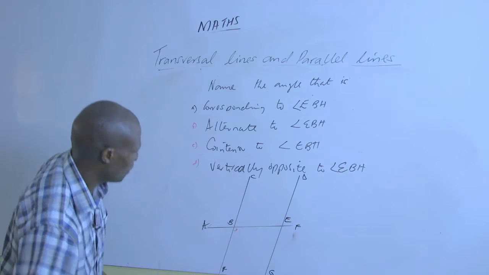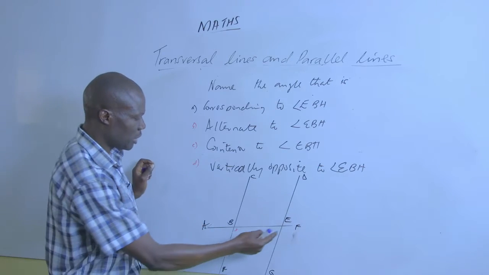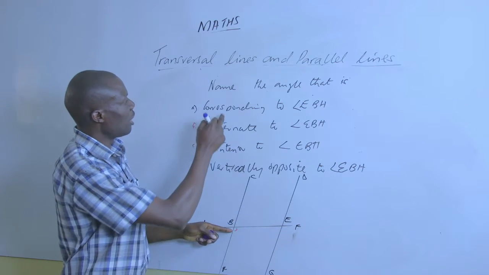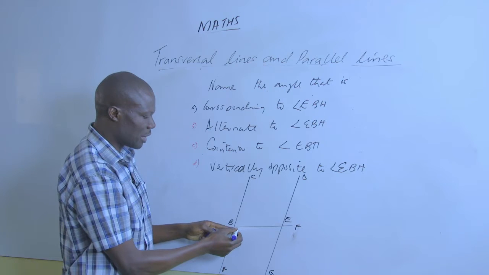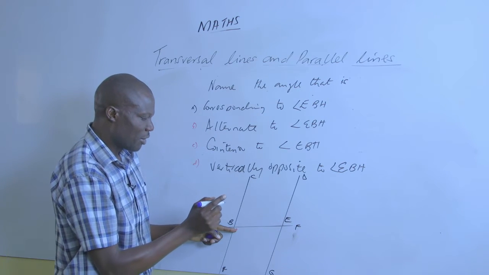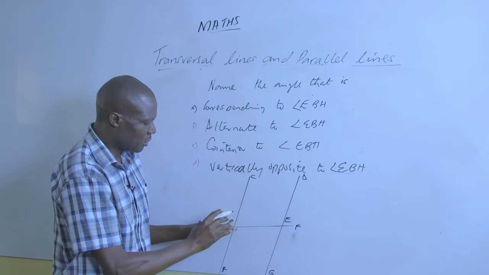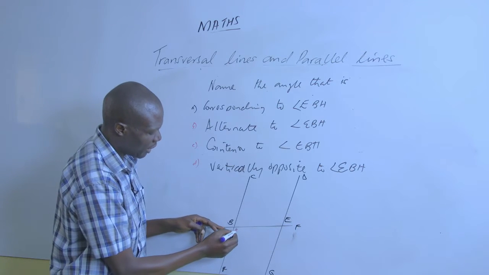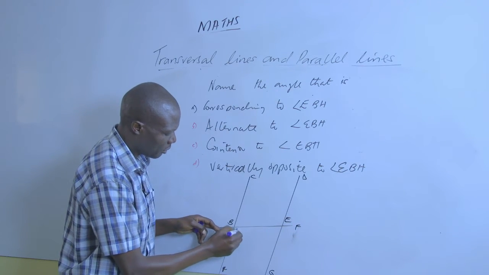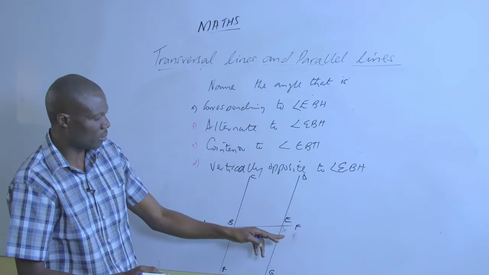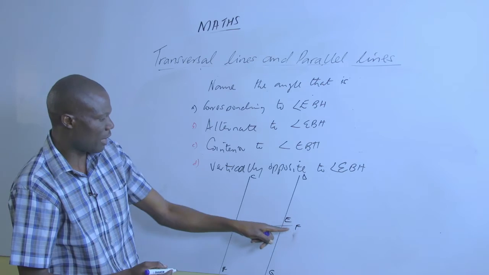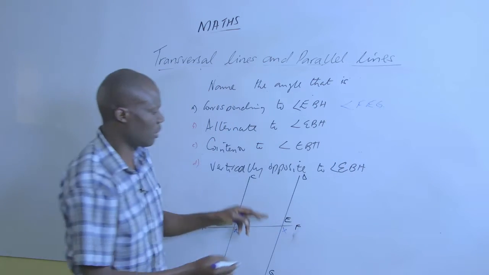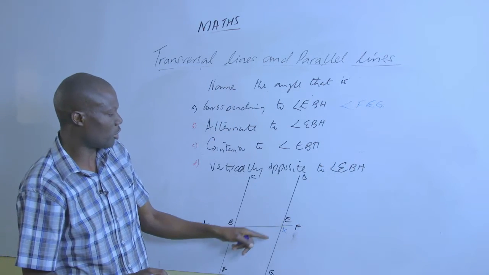I'll use a different pen to illustrate that. Now, EBH is here. This is EBH. We are looking at this angle. The angle that corresponds to EBH, it means that this angle should be on the same side of the parallel lines and on the same side of the transversal line. So you'll find that this angle here, I'll put an X, and this angle here simply corresponds. So the answer for this is angle FEG. FEG corresponds to EBH.